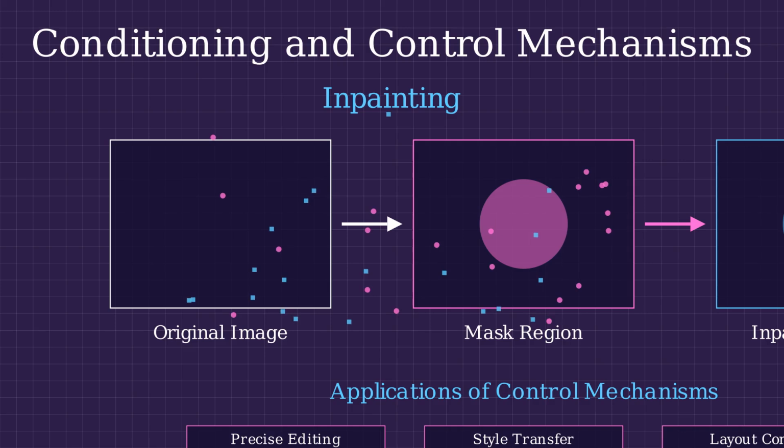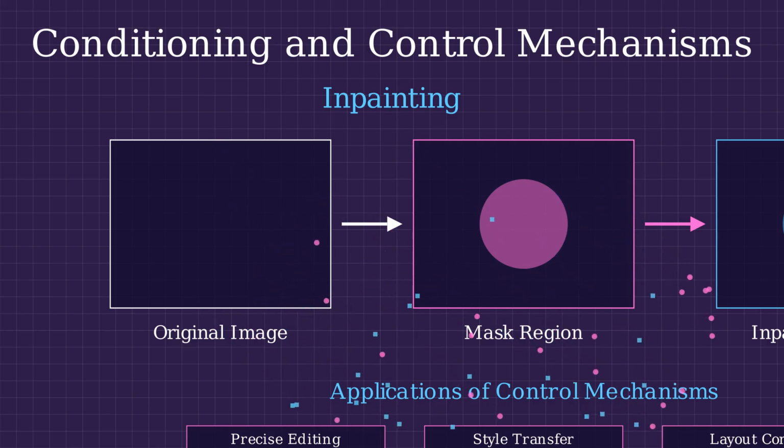By combining these different conditioning and control mechanisms, text-to-image AI models can produce highly customized and precise outputs that meet specific user requirements.